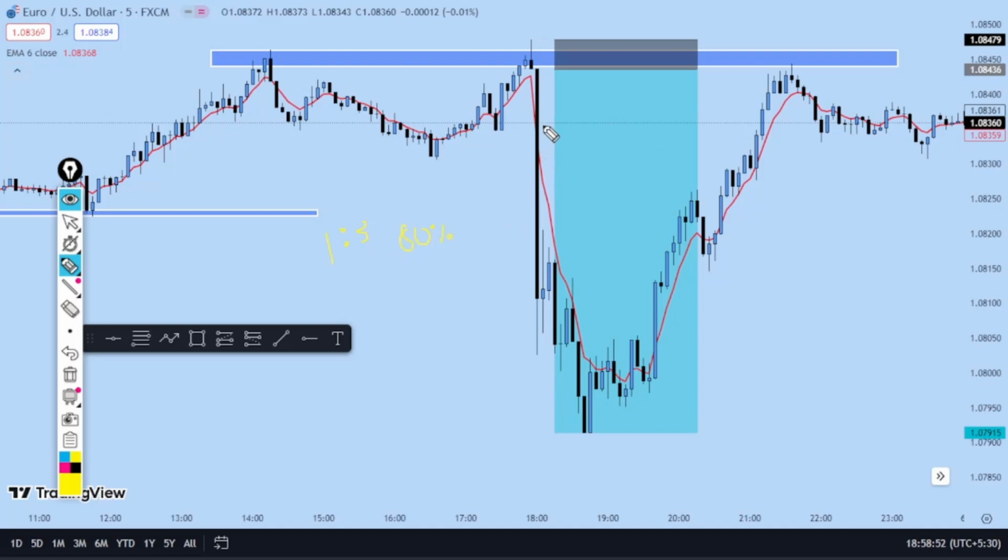So at 1:3, yeah, you should book 80% of the quantity here, then with the remaining 20% you can trail your SL over here. So yeah, this is the first example. Now let me show you some more examples.